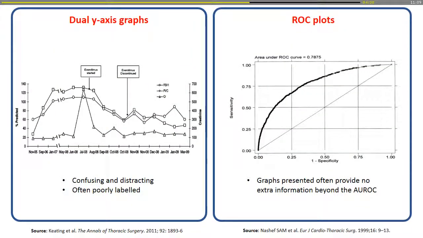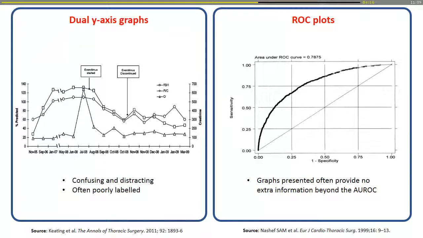Dual y-axis graphs, these are really difficult to read. They're difficult even if you can spend 10 minutes reading them, and a lot of people won't give 10 minutes to reading a single graph. So I tend to avoid these, and they're often poorly labeled. In this graph, it's very difficult to understand which axis corresponds to which.